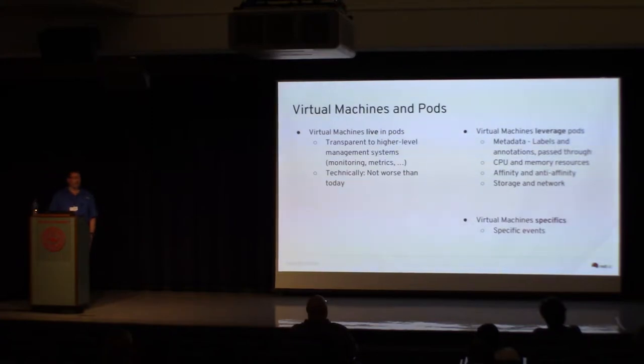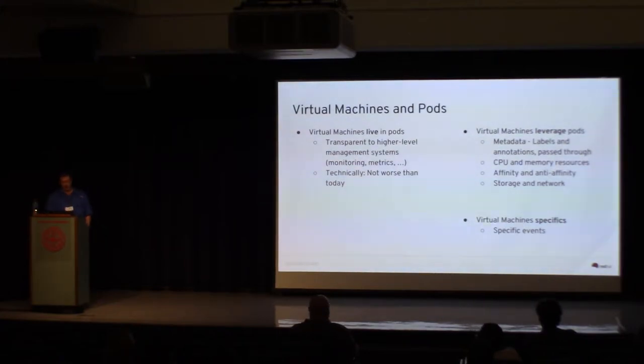Now, virtual machines leverage pods. When we have a new virtual machine record, any labels that are on that will be translated over to the pod. We're going to need that for scheduling, of course, and to match things like services. CPU and memory resources, they're actually matched from what the virtual machine's definition has to the pod, so that we're not over-allocating how much we're requesting. And of course, affinity and anti-affinity, I talked about that.